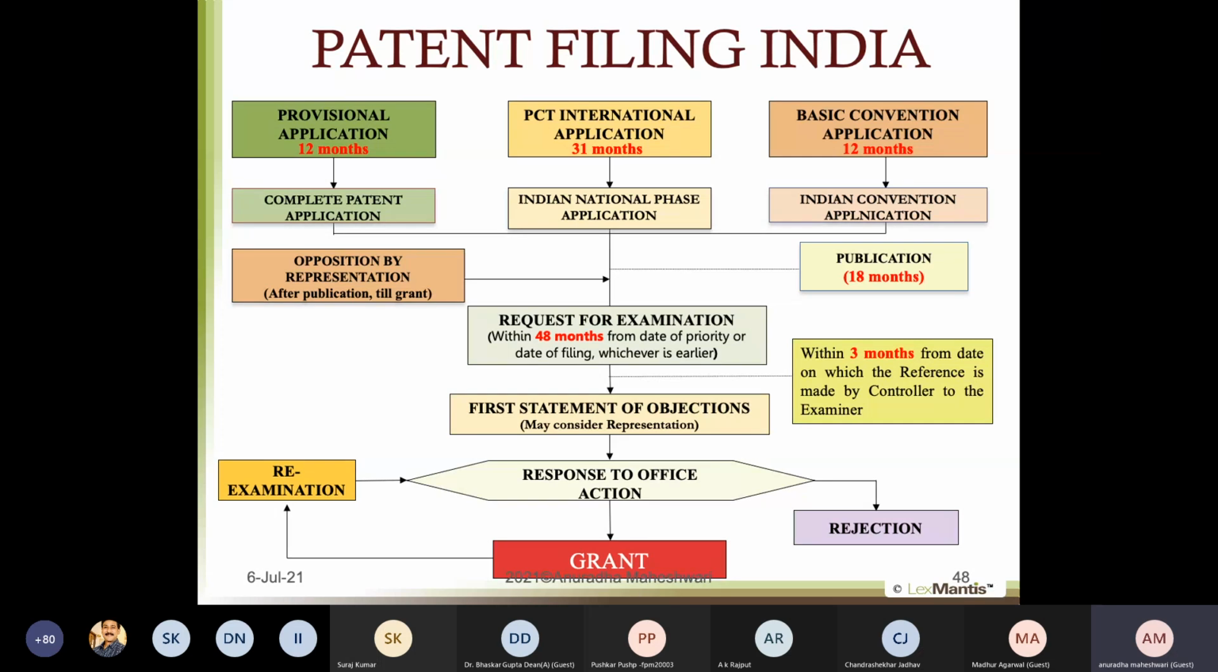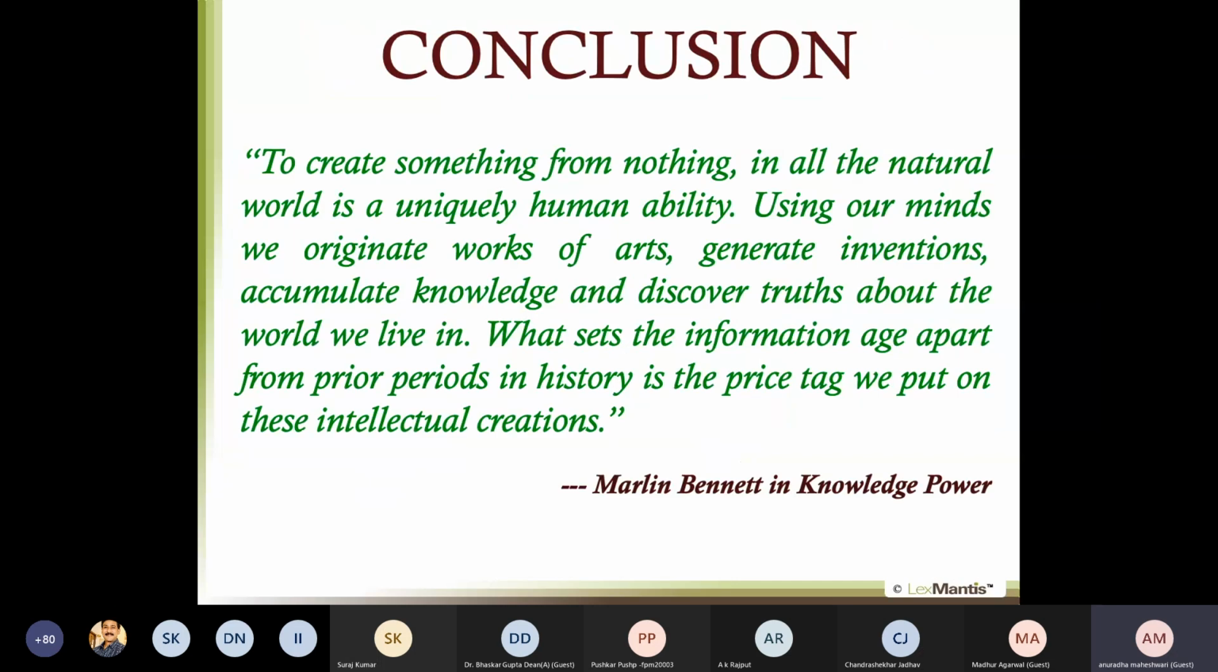India is one of those few countries in the world where you get the option of doing an opposition before grant or an opposition after grant. So these are some of the things that you ought to remember with respect to patent filing. I also realized that this was a bit too technical for many of you, but in case there are any other questions that you have, please feel free to ask me.